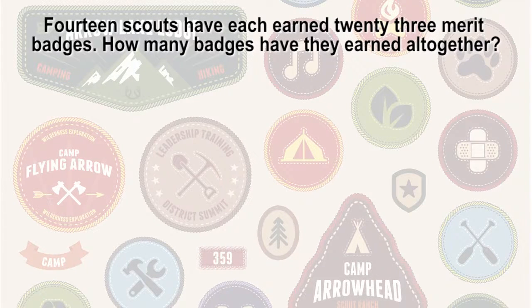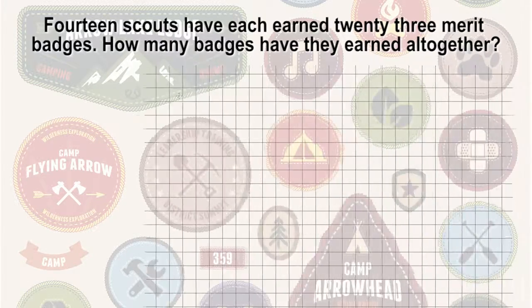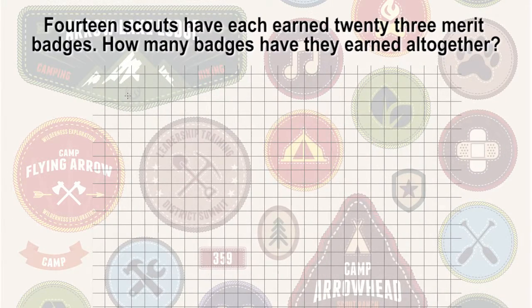Let's solve the following problem by graphing an area model on graph paper. 14 scouts have each earned 23 merit badges. How many merit badges have they earned altogether? First, decompose both numbers. The 14 is 1 ten and 4 ones. The 23 is 2 tens and 3 ones.